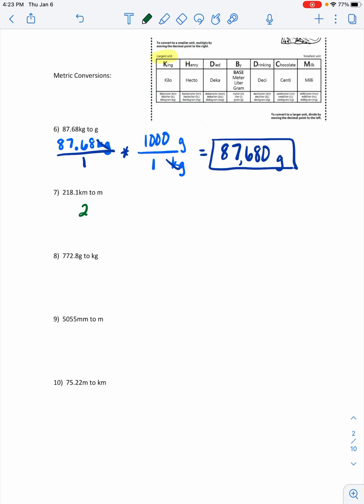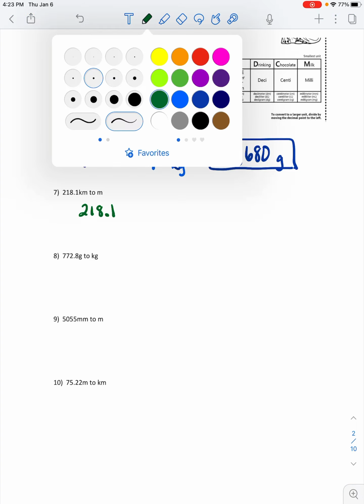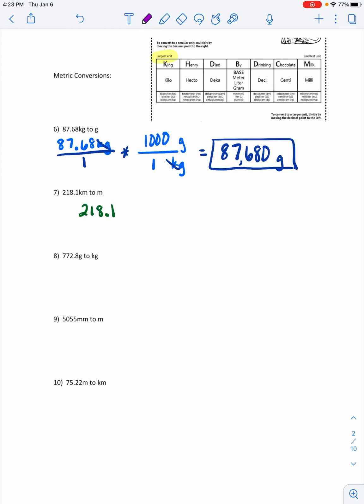It says that I have 218.1 kilometers, and they want me to convert that into meters. Some of you might want to call that a kilometer, and that's fine too. So I am going to go from this kilo column, and I'm going to move to my base column because that's where plain old meters is located.